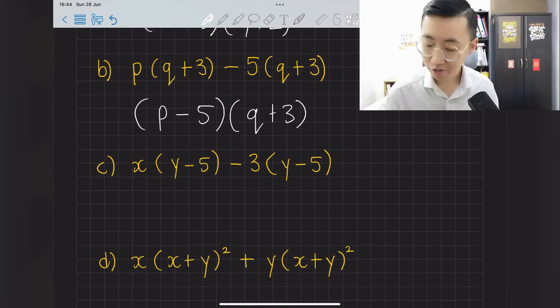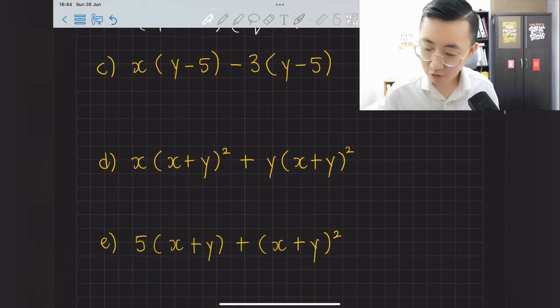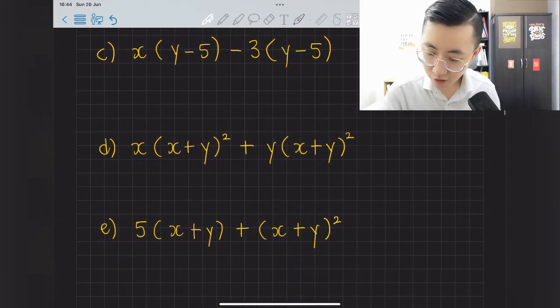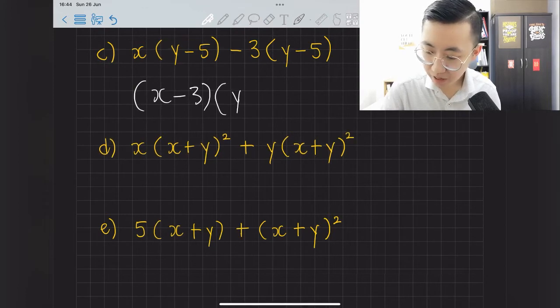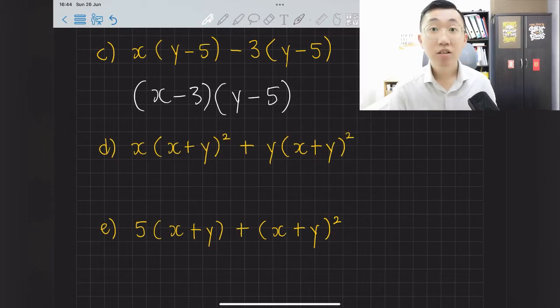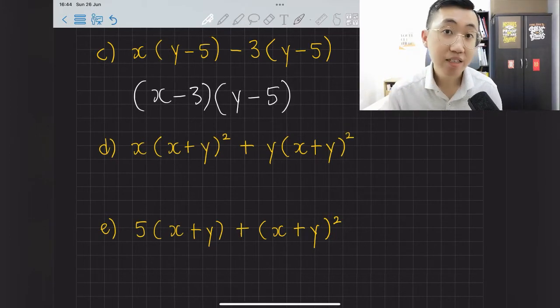Let's try to do more. Alright, so let's do this question right here. So we are going to write bracket x minus 3, and then you copy the bracket again, y minus 5. Okay, so the clue here is make sure the brackets have the same power also.